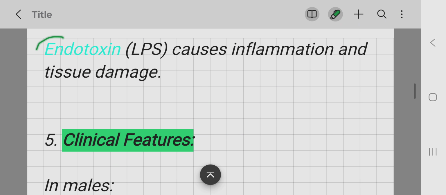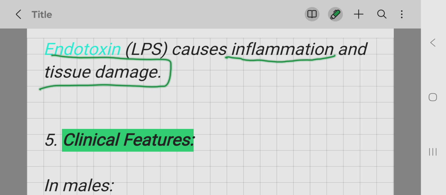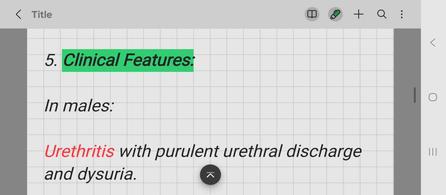Also, it is a gram-negative bacteria, so almost all gram-negative bacteria have endotoxins, and when these are released, inflammation and tissue damage occur. Clinical features.